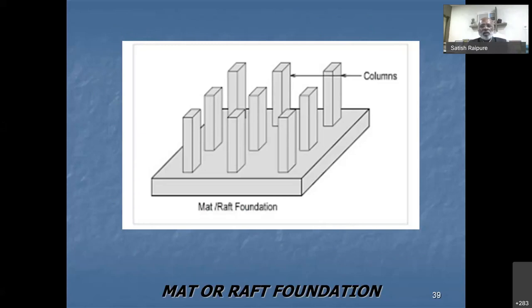This is the mat or RAFT, as we call it, with a number of columns provided with a common footing for all the columns. The analysis of this is very critical, and we should be very careful while analyzing this type of foundation. You can use any software for analyzing this. You can do it in STAAD, you can do it in ETABS, or you can also do it in SAFE. SAFE is the most widely used for this type of foundation.